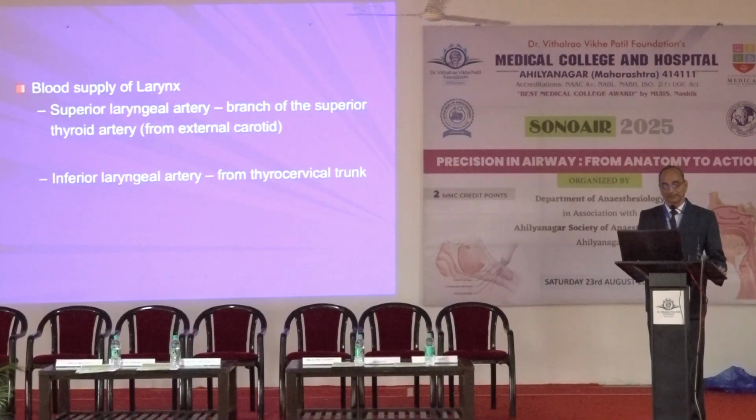Coming to the blood supply of the larynx, it is supplied by the superior laryngeal artery, which is a branch of the superior thyroid from the external carotid, and the inferior laryngeal artery, which is from the thyrocervical trunk.